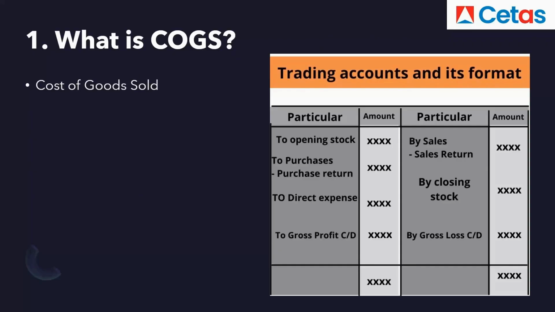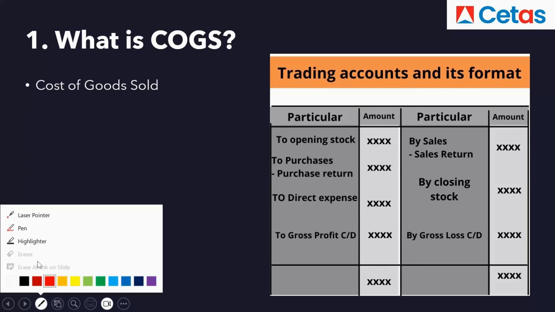What is COGS? In accounting terms, COGS, or cost of goods sold, represents the cost of inventory items that have been sold during a period. It is the cost incurred to generate sales revenue. So, how do we calculate COGS?